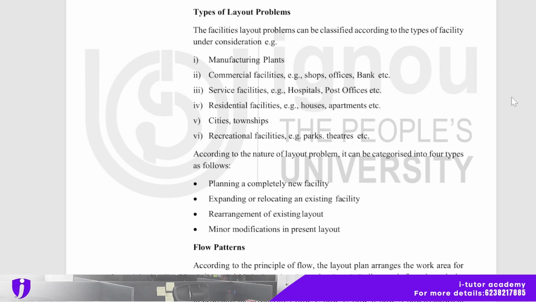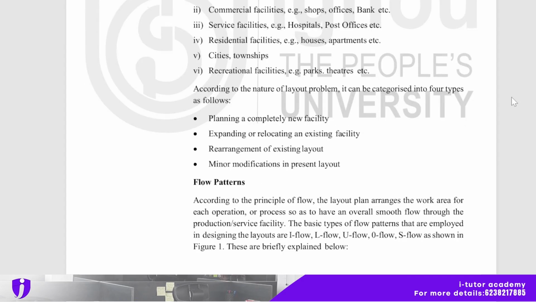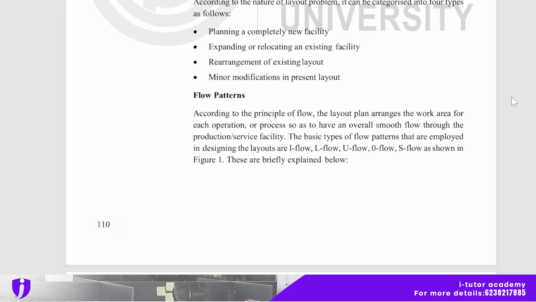Types of layout problem. The facilities layout problems can be classified according to the type of facility under consideration. For example, manufacturing plants, commercial facilities, that is shop, office, bank, service facilities, hospitals, and residential facilities, house, apartment, cities, townships, and recreational facilities. According to the nature of the layout problem, it can be categorized into four types as follows, that is planning a completely new facility, expanding or relocating an existing facility, rearrangement of existing layout, minor modification in present layout.